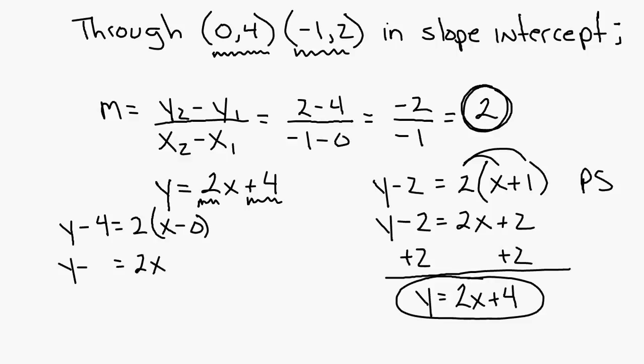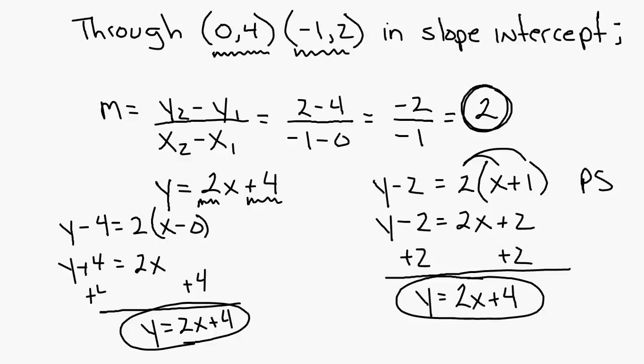If you did the distributive property, you'd get 2x. You're not going to write minus 0 again. And then you would add 4 to each side, and you're going to get y equals 2x plus 4. Either way, they're both the same. They have to be. Because you're still only talking about one line, aren't you?